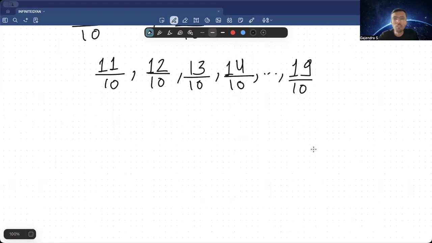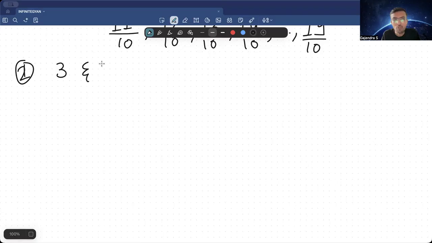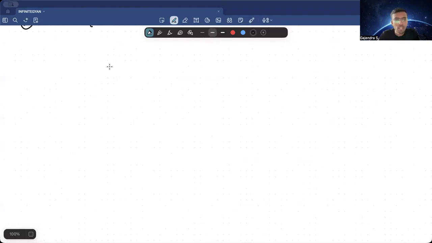At home you can try the second one, which is your homework question: find five rational numbers between 3 and 4. I will not be solving this. Now let us move ahead.